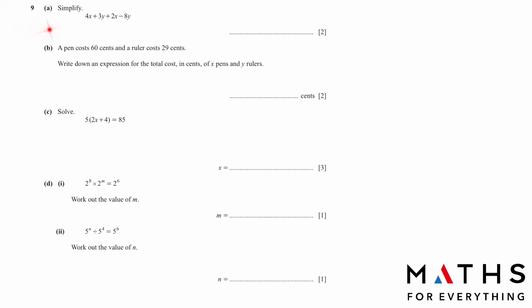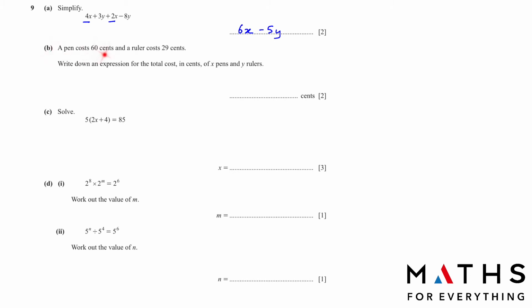Question number 9a, simplify. So this is a very easy algebraic simplification. We add the like terms together. What are the like terms? The x, 4x plus 2x will give us 6x. 3y minus 8y. You just have to put the numbers in the calculator. 3 minus 8, you will get negative 5. And put the y next to it.